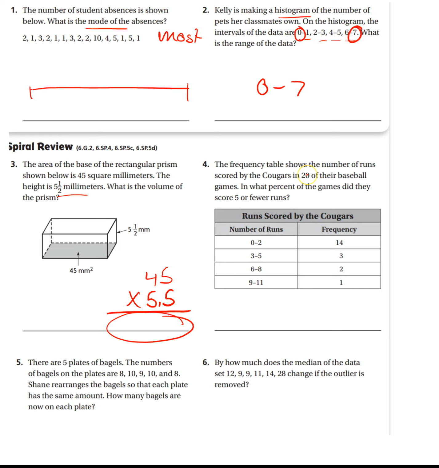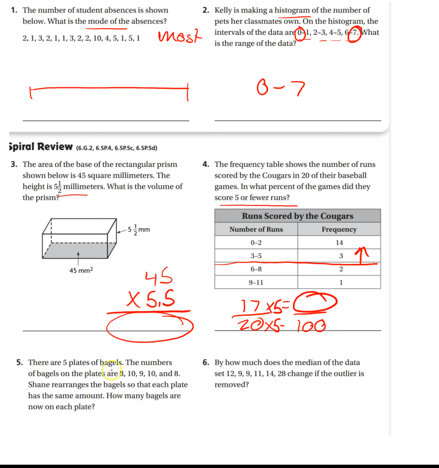Okay, the frequency table shows the number of runs scored by the Cougars in 20 of their baseball games, and what percent of the games did they score 5 or fewer runs. So that's going to be all of these scores, and there are 17 of them, and there are a total of 17, 18, 19, 20, and then we make that equivalent to 100 because percent means per 100. So if we multiply that by 5, this numerator, when you do 17 times 5, that will be your percent.